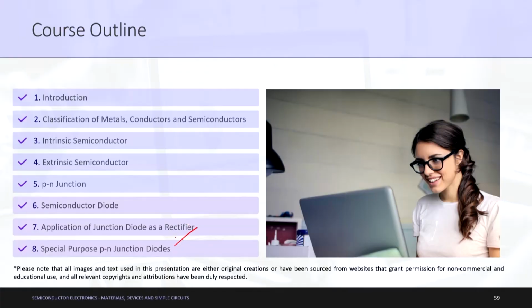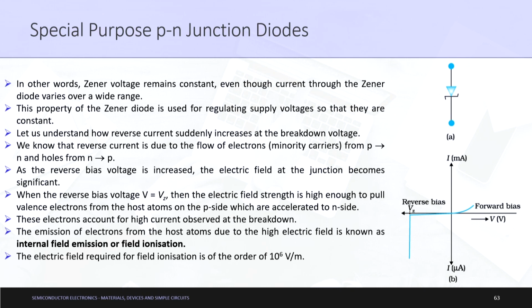So, currently we are on the 8th topic, that is special purpose PN junction diodes. The introduction is done, classification of metals, conductors and semiconductors is done, intrinsic semiconductor is done, extrinsic semiconductor is done, PN junction is done, semiconductor diode is done, application of junction diode as a rectifier is done, and right now we are on the 8th topic, special purpose PN junction diodes, in which we are currently understanding Zener diodes.